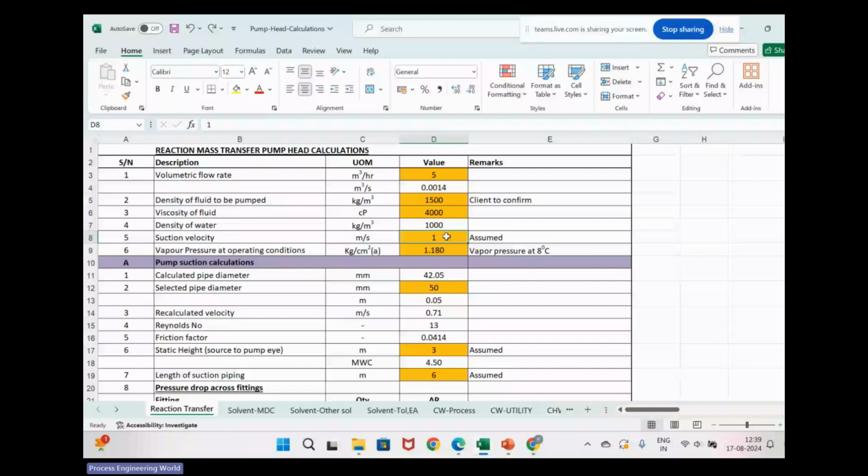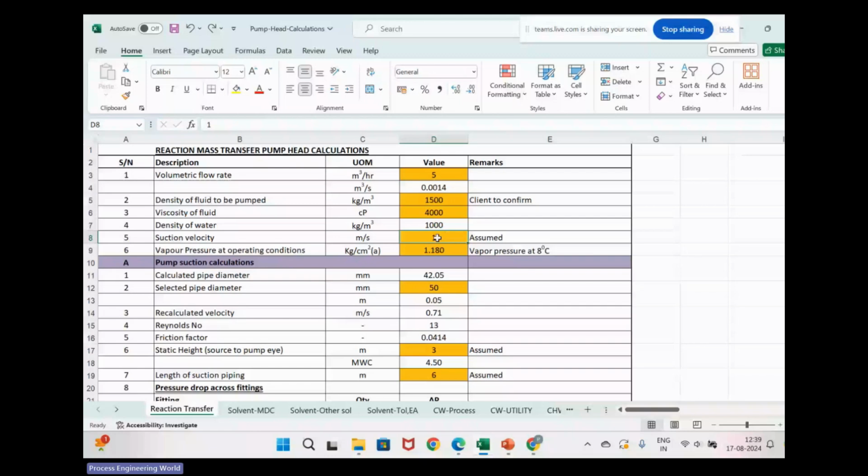So what will be the suction velocity range? 0.8 to 1.2 meter per second. And for the discharge side, what will it be? 1.8 to 2.2 meter per second. So now you have got the suction velocity of 1 meter per second.